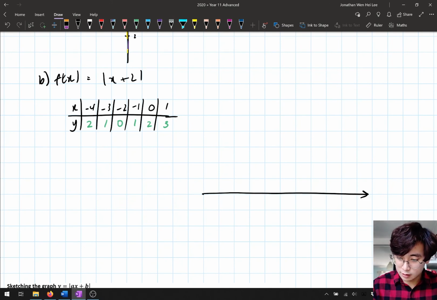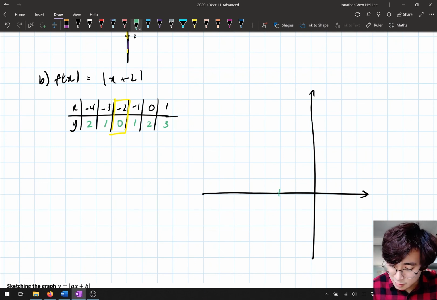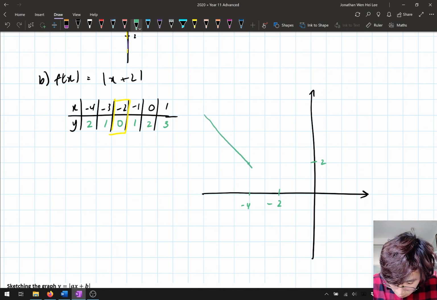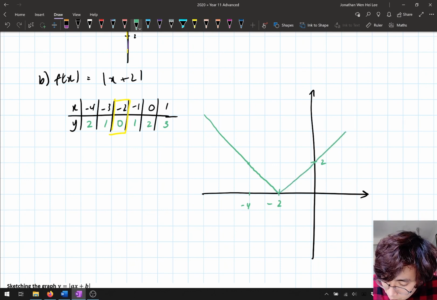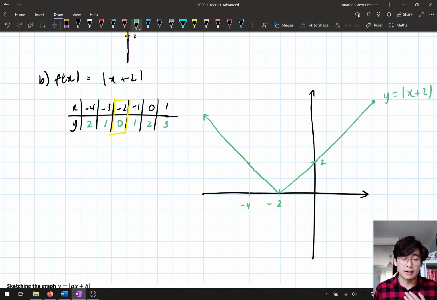So this one has an x-intercept at x is equal to -2. I've got a y-intercept when x is equal to 0, that's at 2. And I've got another point at x is equal to -4, where y is 2 again. I'm just going to plot this. And so there we go. y is equal to absolute value of x plus 2. If you want to have a go at figuring out what the equations of those two branches are, this branch over here and this branch over here, feel free to have a go at that for me. I'm not going to do it here.